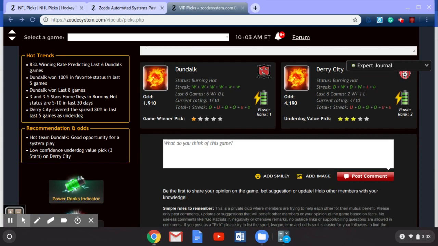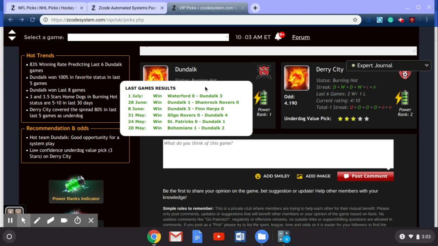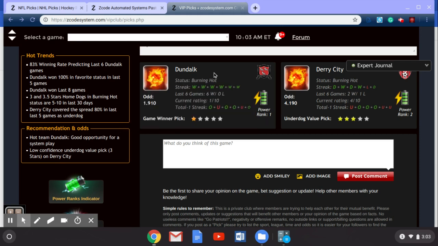And if you look at their last five games, all of those games were won without giving up a goal in the league. So you can see that Bohemians on May 20th were the last team to score against them. So my vote, my pick, my prediction, Dundalk to win 2-0 against Derry City on Friday in the Irish Premier League, or the Irish Premier Division, that is.